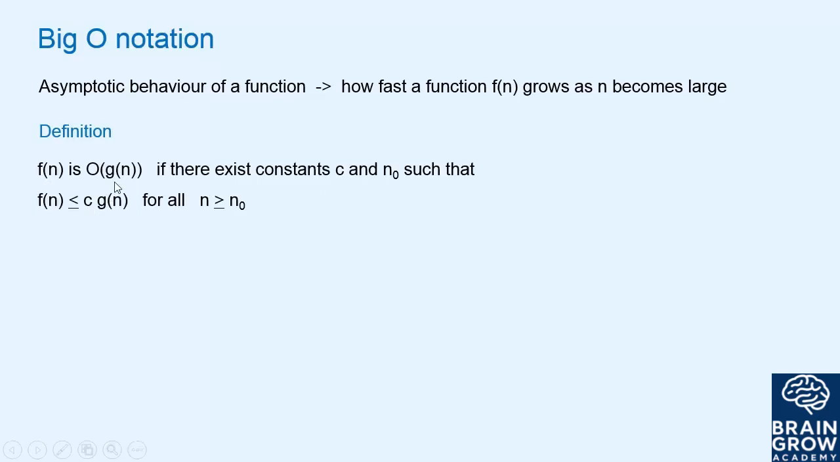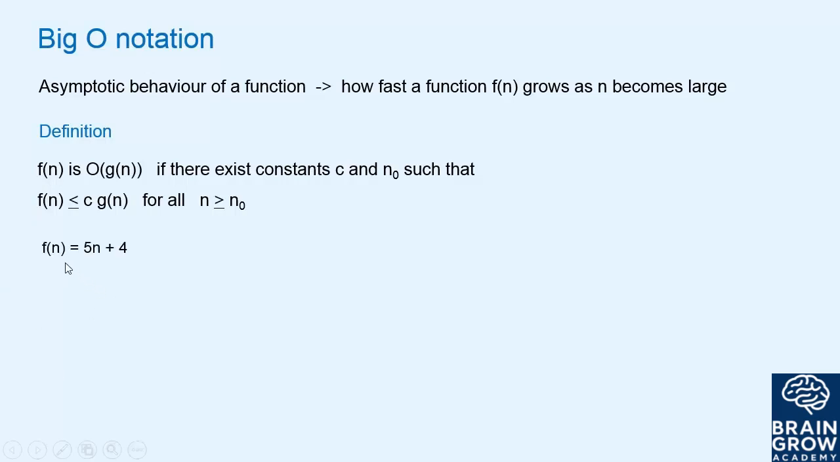f of n is Big O of g of n, or we can say that f is order of g, if there exist constants c and n naught such that f of n is less than or equal to c times g of n for all n greater than or equal to n naught. Basically, this definition means that this function f will not grow faster than this function g for larger values of n, or we can say that g is an upper bound on function f. Here f is the function whose rate of growth we have to examine and g is the function whose rate of growth we know. Now let us see some examples.